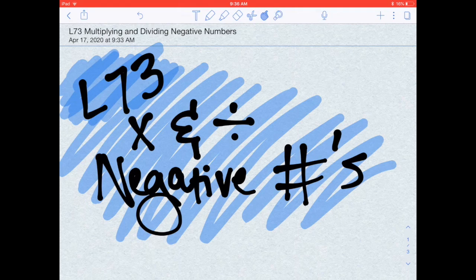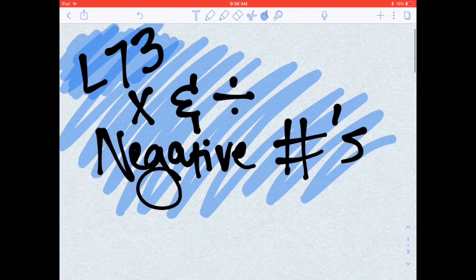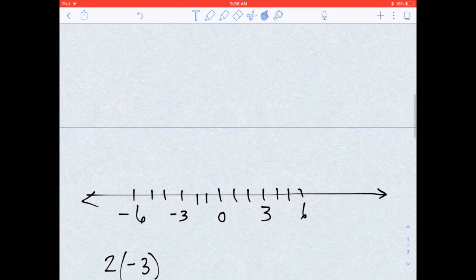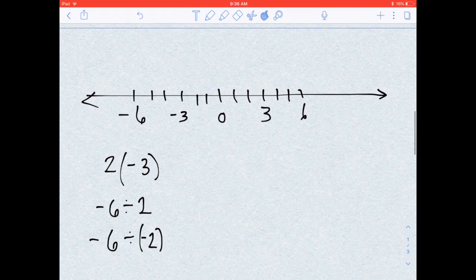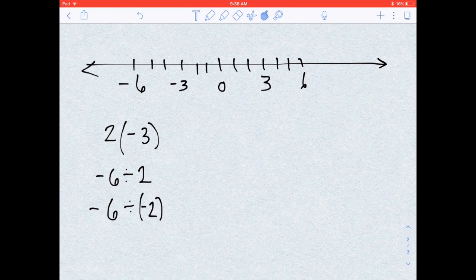Hi guys, so we're going to do lesson 73, which is multiplying and dividing positive and negative numbers. We've been working on adding and subtracting negative numbers, so this is similar but still pretty different. We're going to start with the theoretical way, like why this works, and then I'm going to show you the shortcut way of Miss Ballard cheating. Well, it's the way I remember how to do it, okay?